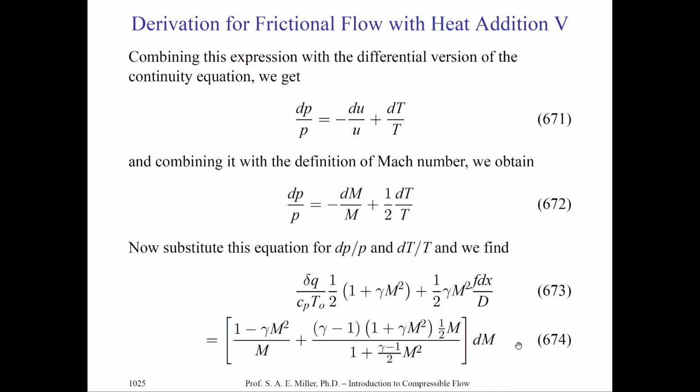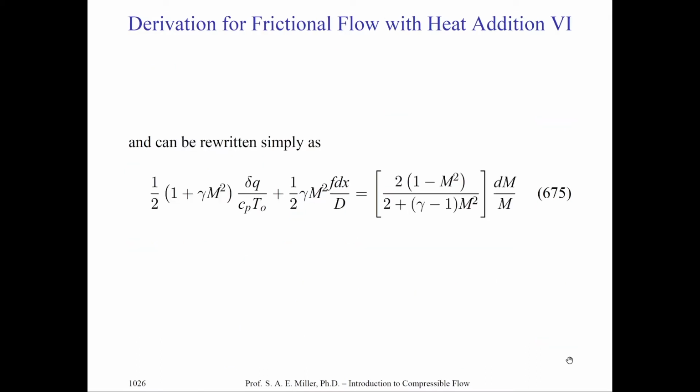We've already found these equations for dp over p and dt over t, and we can substitute in 672 and find the equation at the bottom of this slide deck, which is really one equation, and this has been mistyped. We'll just call it 673. I have an equation for, of course, heat transfer, Mach number, frictional effect, and diameter is equal to only a function of Mach number in its differential element. We can rewrite this and simplify it in a better form.